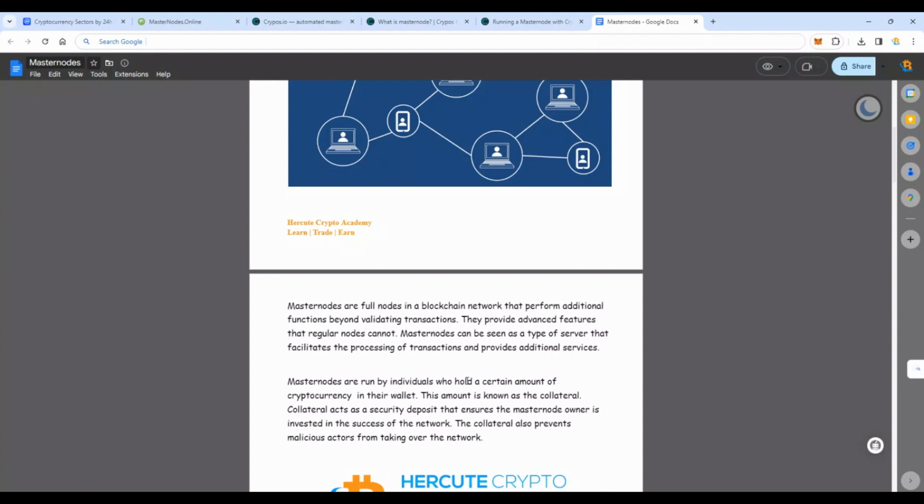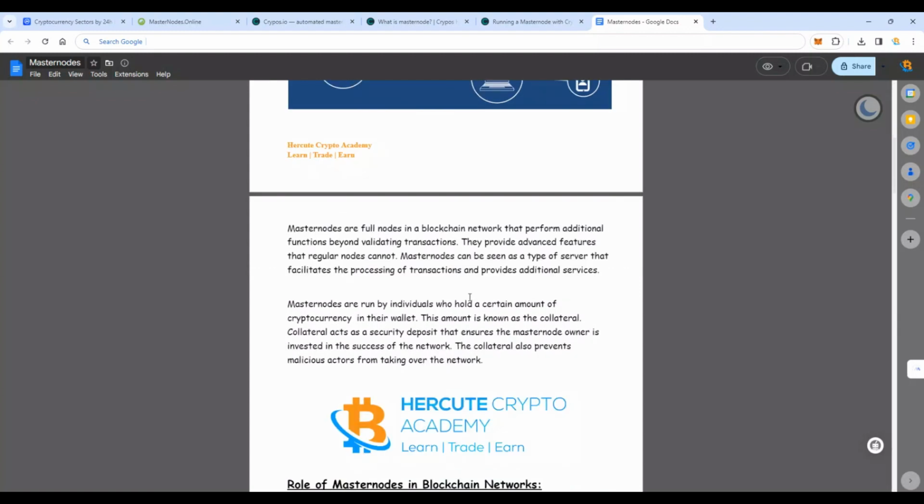Or run rather. You want to run, okay? Now, masternodes, you can equate masternodes to mining. But in masternodes, you don't have to use those complicated machines, the S9, the S15, the S19 Antminers. No, you don't need them. Here, all that is required for you is to have the assets, which is what we are calling the collateral.